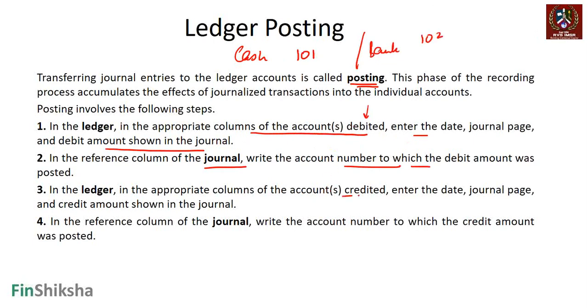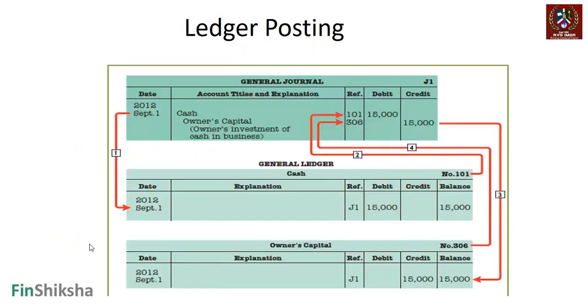The same thing is done on the credit side, where the appropriate column of accounts is credited, and the date, journal page, and credit amount is shown in the journal. And in the reference column in the journal, we write the account number to which the credit account was posted. Let's see an example that will clear things out. So this is the journal where we had put in cash and owner's capital. 15,000 of owner's investment in the business is done, correct?